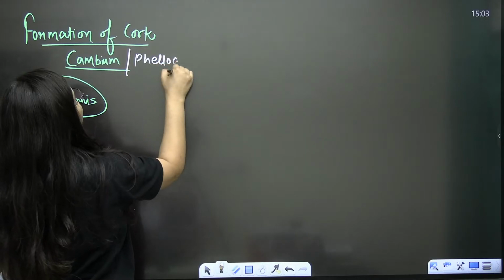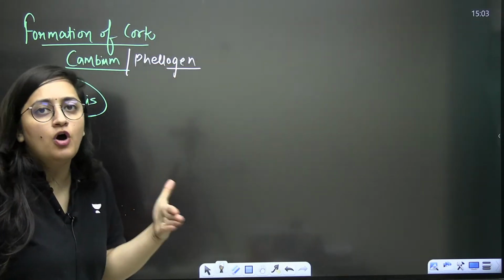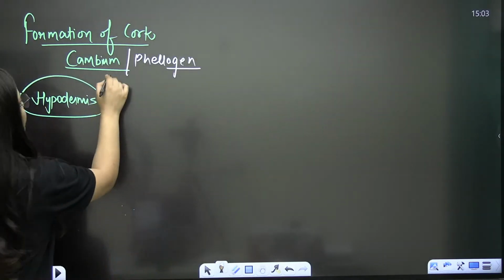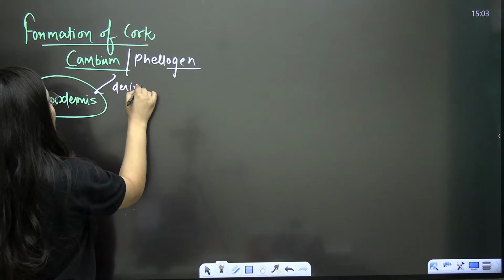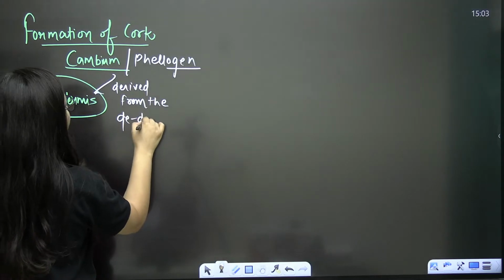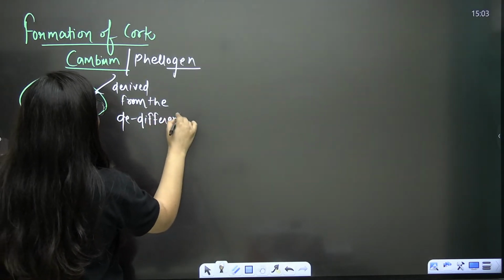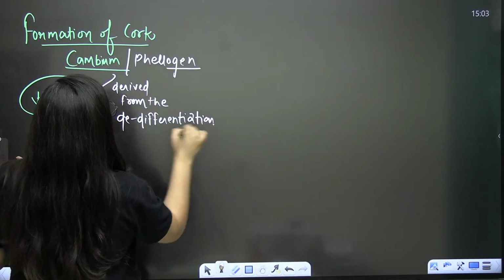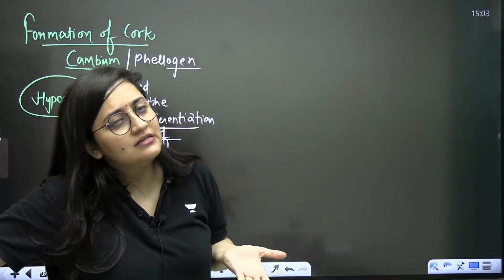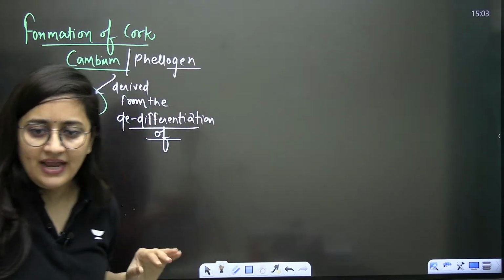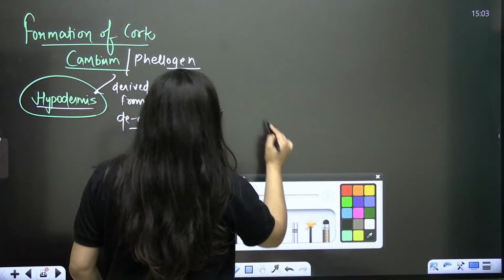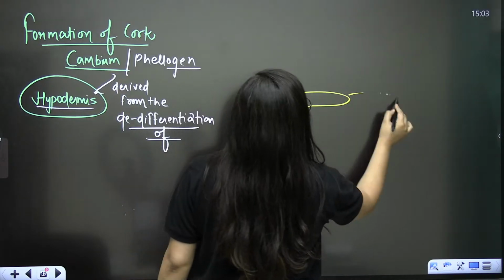So cork cambium is what? Phellogen. Gen means to generate, to form something, right? Cork cambium, phellogen, to generate, to form something. It is derived from dedifferentiation. Always secondary growth is because of dedifferentiation. I told you already. So it is derived from the dedifferentiation of hypodermal cells. Hypodermis is the outermost layer of the cortex, right? Is it clear? So obviously the cells will become meristematic and they are also going to form. Let me draw it.